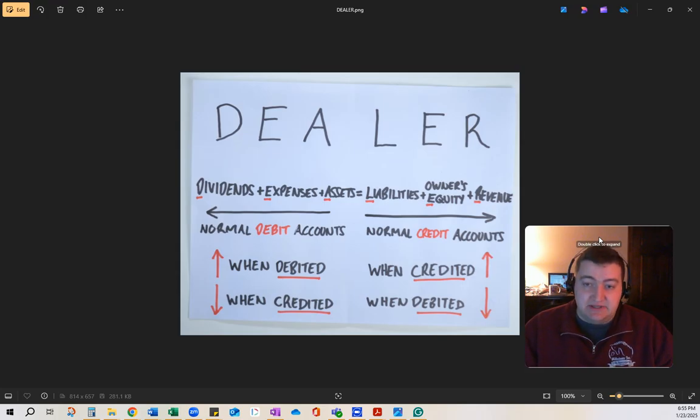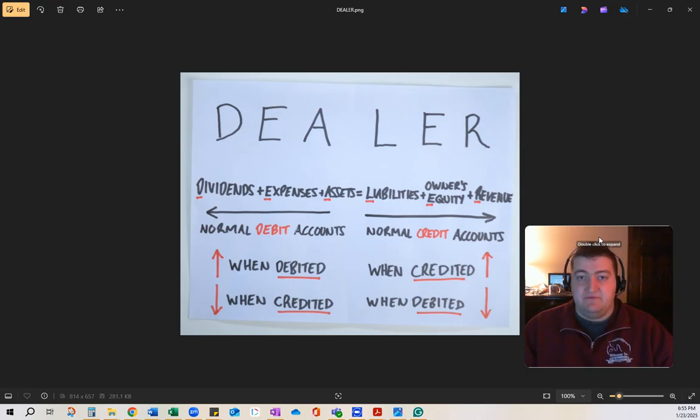So then liabilities, equity, and revenue are all credit accounts, and they are the opposite. They go up, they're increasing when they're credited, and they decrease when they are debited. And their normal state is a credit balance.